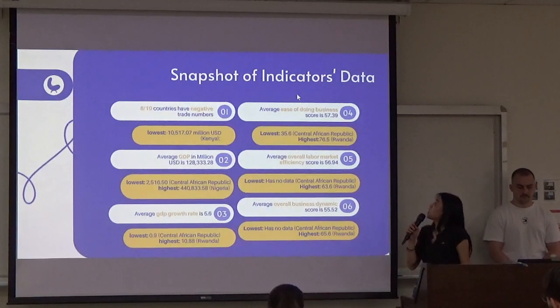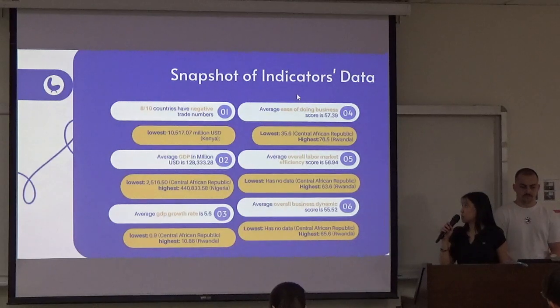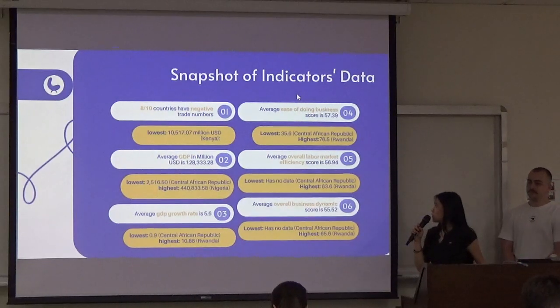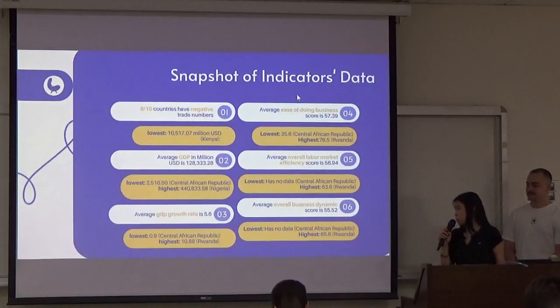The average ease of doing business score is 57.39, the lowest being Central African Republic, highest being Rwanda again. And then the average overall labor market efficiency score is 56.94, lowest being Central African Republic because they have no data, and the highest being Rwanda. And lastly, the average overall business dynamic score is 55.52, lowest being Central African Republic, and the highest being Rwanda.